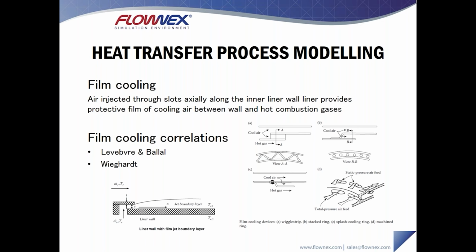So with regards to film cooling, film cooling represents air injected through slots or holes axially along the inner liner wall, and this provides a protective film of cooling air between the wall and the hot combustion gases. So again, there are a couple of standard correlations implemented within Flownex. The user can pick from these, and they take things like blowing ratio into account, hole size, distance from hole, everything you would expect.